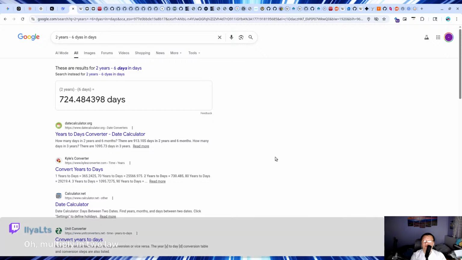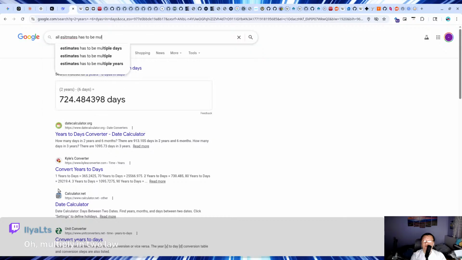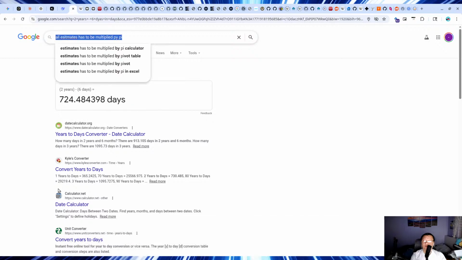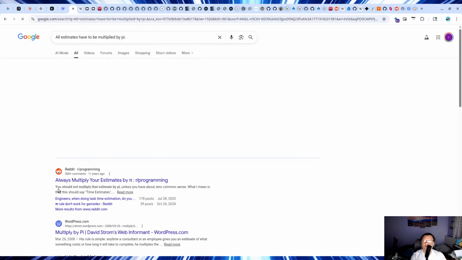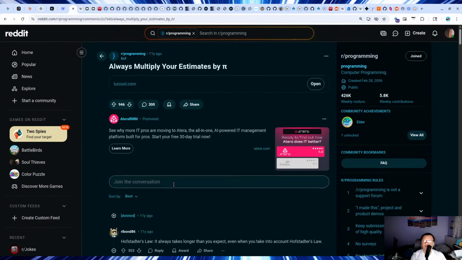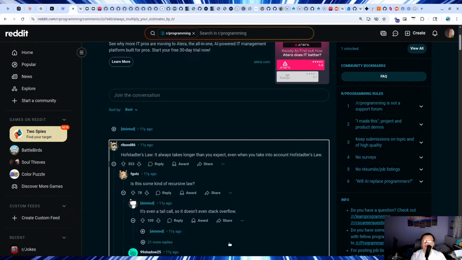Oh, multiply. Multiply by pi, right? All estimates have to be multiplied by pi. All estimates have to be multiplied by pi. Always multiply your estimates by pi. It always takes longer than you expect, even than you take into account.